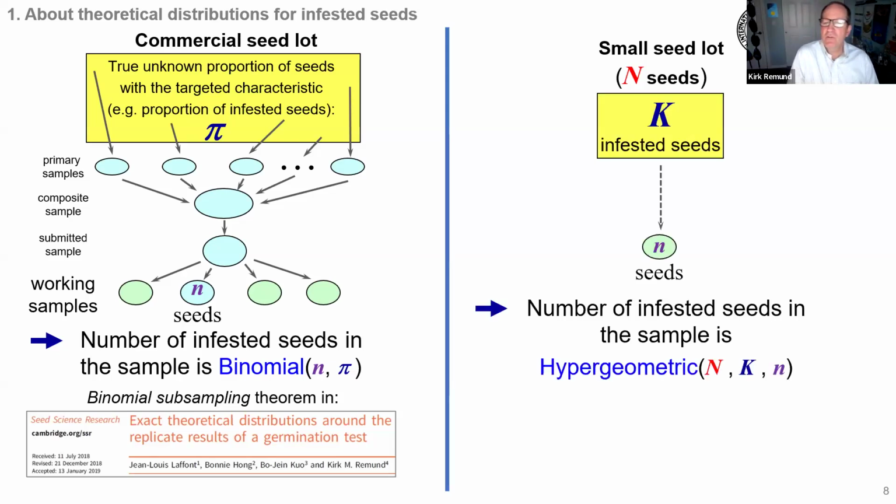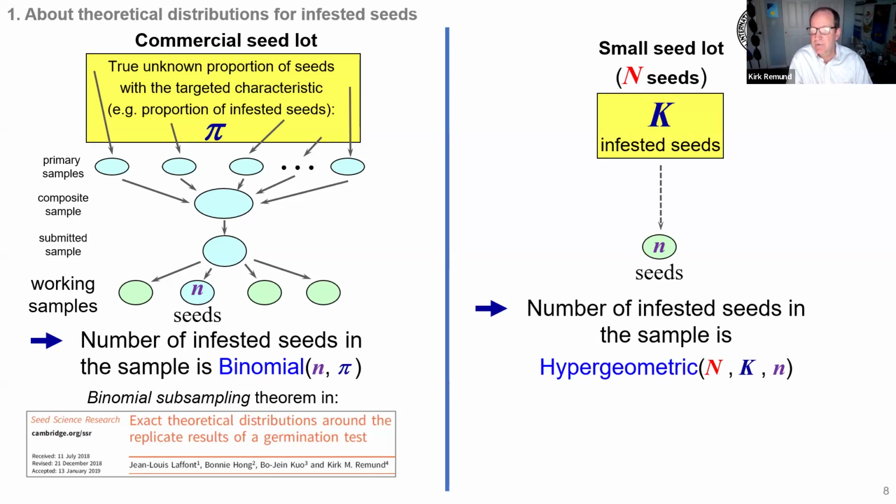Okay, so you also could have a small lot. Maybe you could hold the whole lot in your hand at this very early stage. You know the number of seeds in that lot, capital N, the number of seeds in that seed lot. And in that case, there's some unknown number of infested seed. That's not a proportion now, it's a number of infested seed within that seed lot. And we're trying to estimate the number of infested seed.